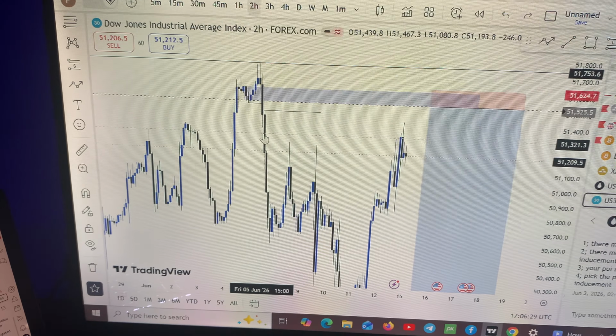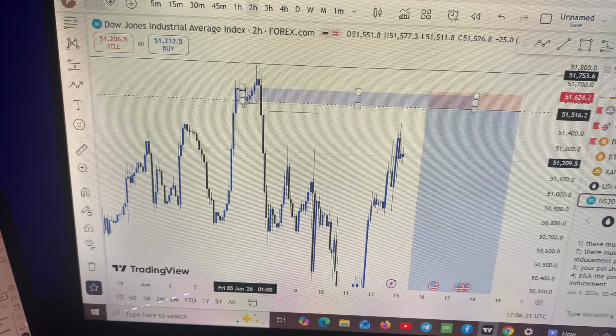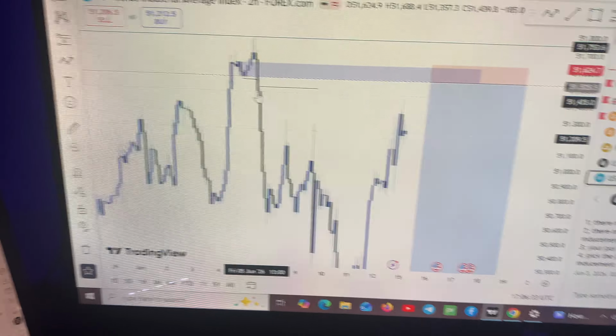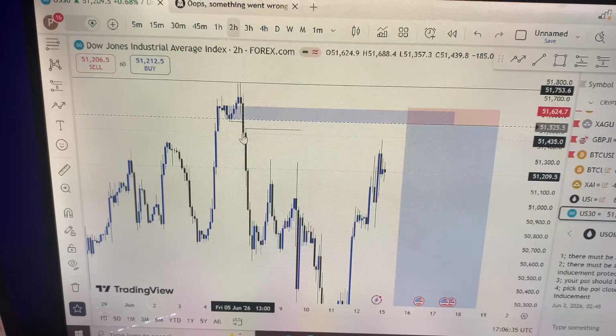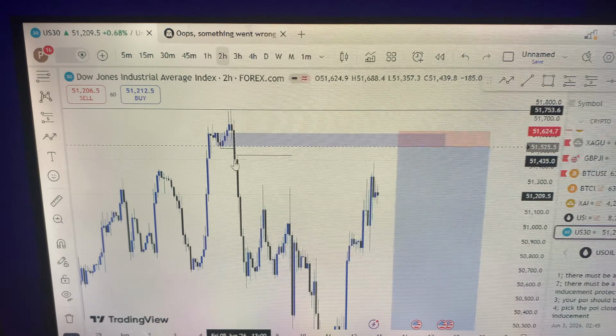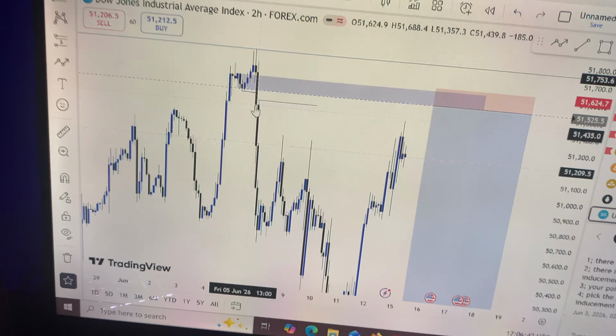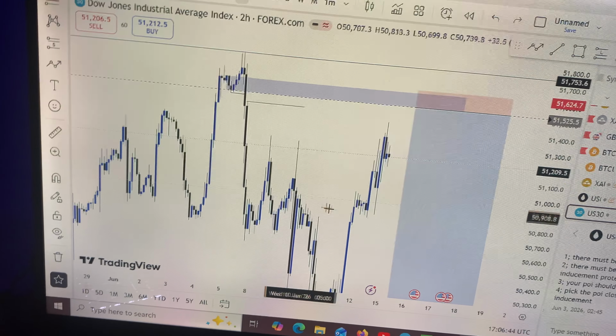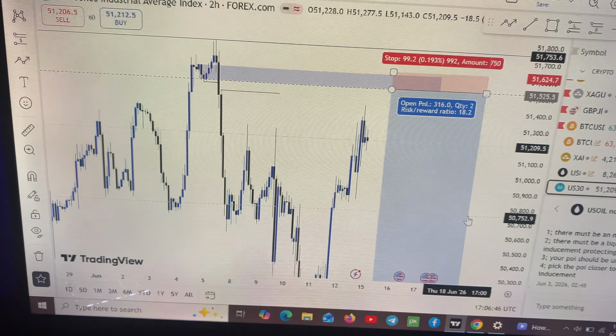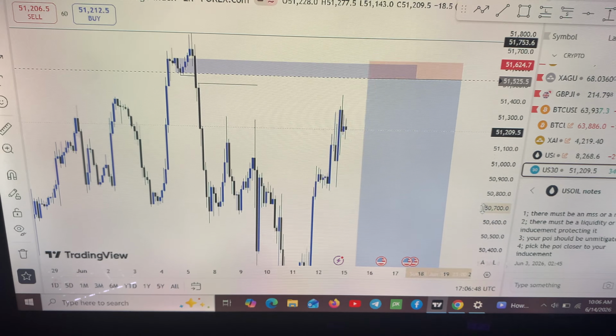So what was a market structure shift? Which is this low right here being taken out with this candlestick. A market structure shift is an indication that the current trend is ending and a new one is about to begin in the opposite direction. That is the meaning of a market structure shift. A current trend is ending and a new trend is about to begin in the opposite direction.